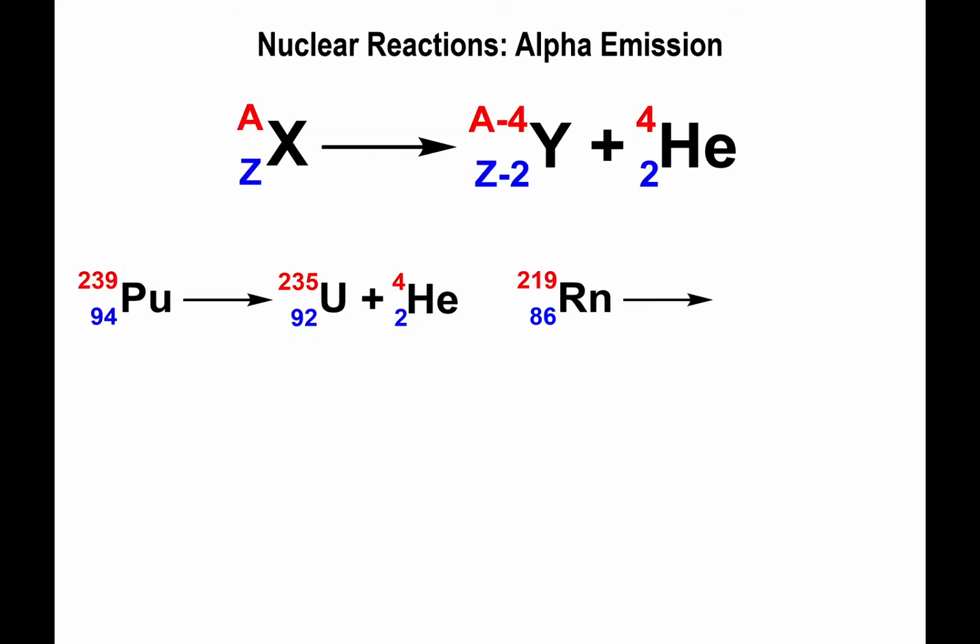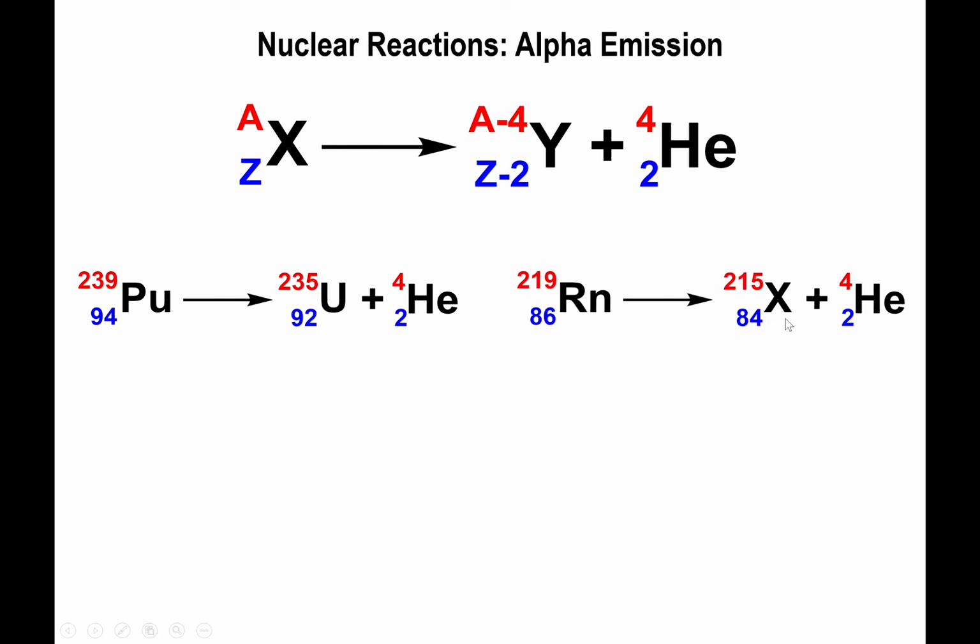Let's do another one. Here we have radon-219 undergoing alpha emission. So you'll have the helium particle being produced. Now, because the atomic number of helium is 2, and the atomic number of radon is 86, that means that the new element will have to be 84. And likewise, since the mass number is 219 for radon and the mass number of helium, the alpha particle, is 4, that means that we have to end up with 215.